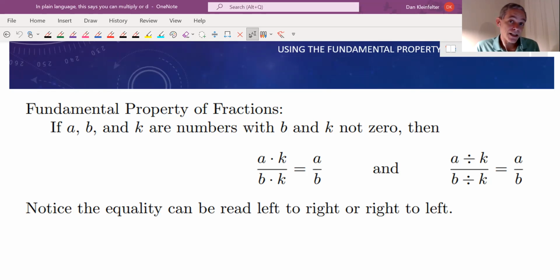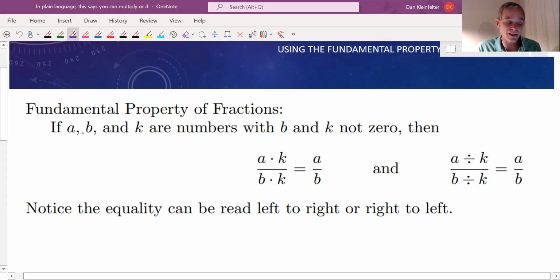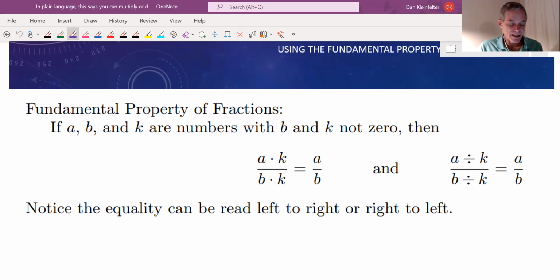Here we're using letters to stand for numbers. If that's not so familiar to you, you're going to get more familiar with it. You can just think of A and B and K as representing any numbers you want, as long as B and K are not zero. This is just a use of variables, or letters, to show a pattern. And here's what it says.